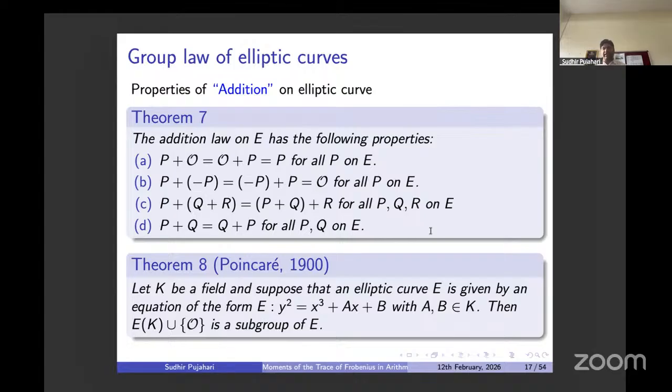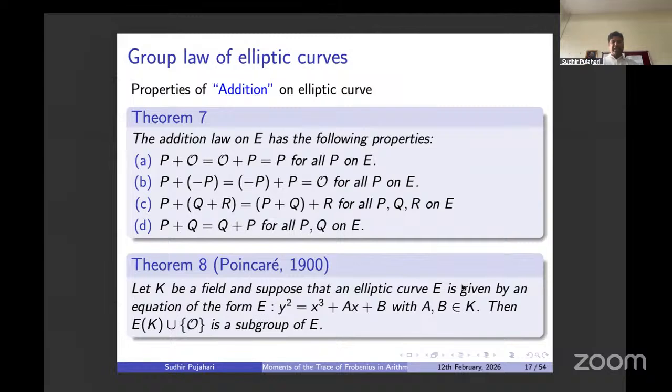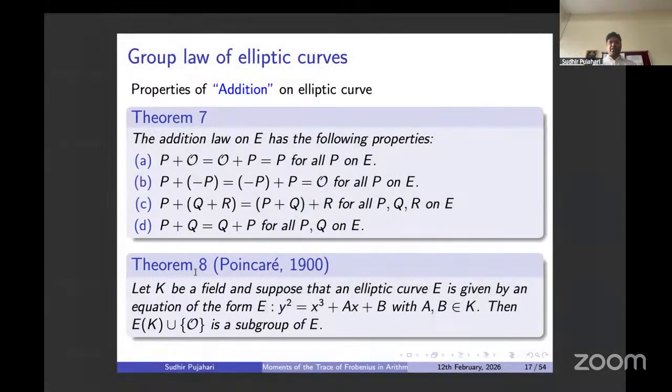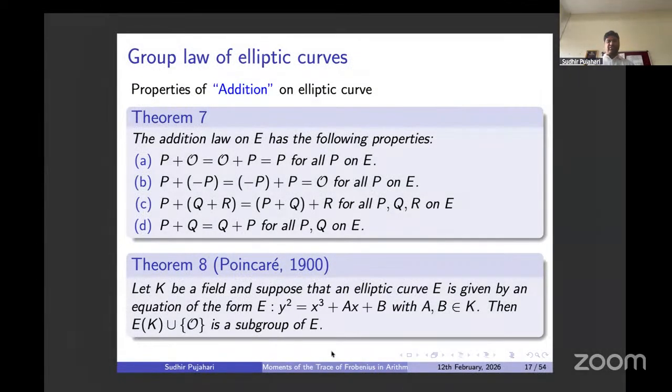So for any field K, if you take an elliptic curve over K, what does it mean? An elliptic curve over K means the coefficients a and b belong to K. And E of K is basically the collection of all the points on the elliptic curve whose coordinates are in K. That's what E of K is. With the point at infinity, this is a subgroup of E. This was proved by Poincaré in the 19th century.